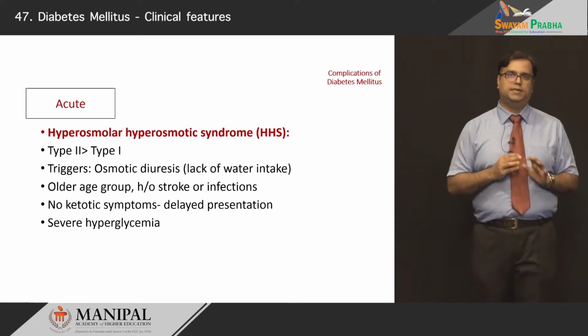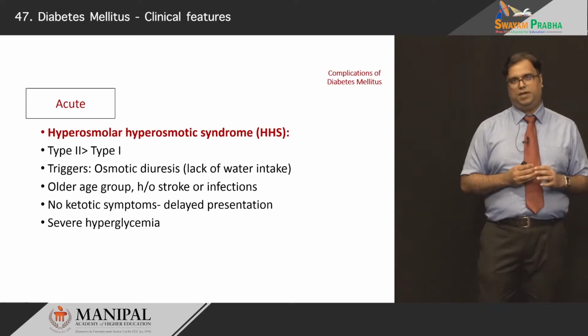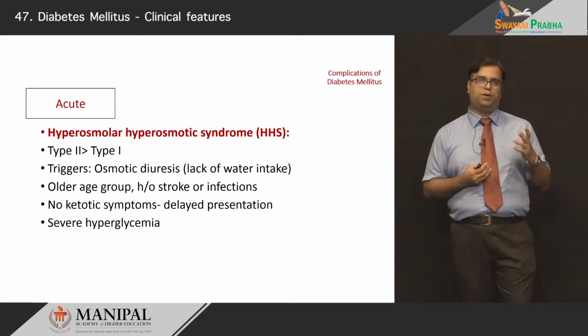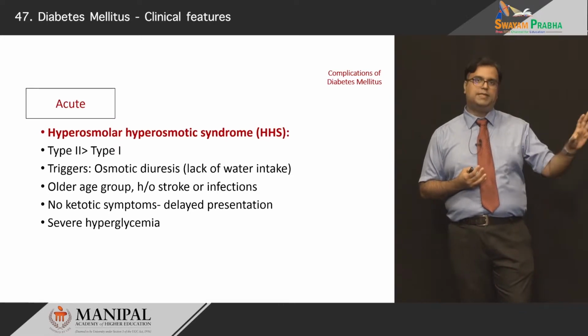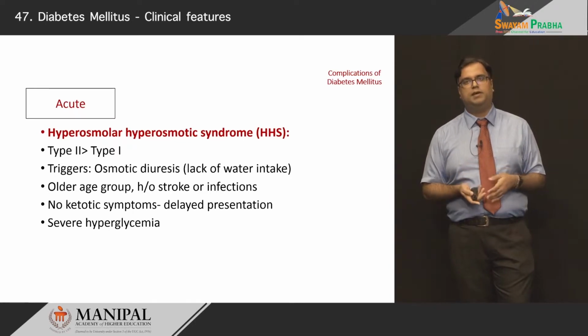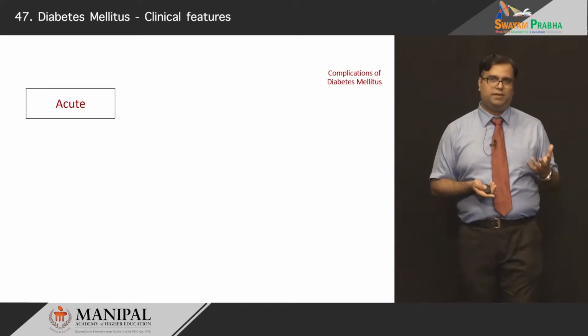They have chronic persistent hyperglycemia, very severe, much more so than in DKA. Here the levels of glucose may reach somewhere around 800 to 1200 milligrams per deciliter, whereas in diabetic ketoacidosis you generally do not see them more than 600 milligrams per deciliter, but then again those are relative figures.